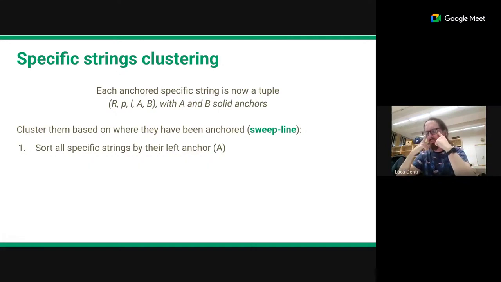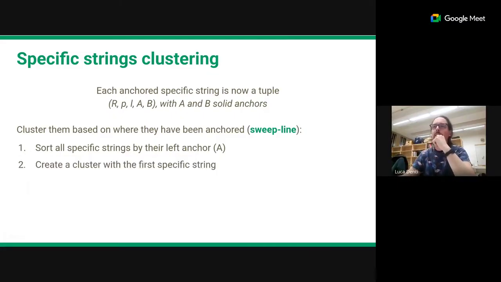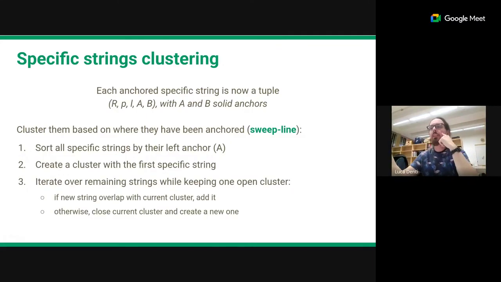Oh yes, one thing that I forgot to add to the slide: specifically for this step, we assume a DAG, so no cycles and a quite linear topology. And then we create a cluster with the first specific string, that is the leftmost one. And then we iterate over the remaining strings while keeping one open cluster. So if the new specific string overlaps with the current cluster, we add it to the cluster. Otherwise, we close the current cluster and we create a new one, and we iterate over the strings. In this way we create clusters based on their position on the graph.